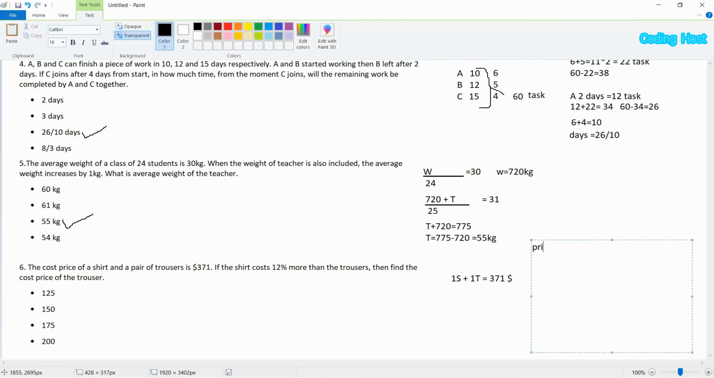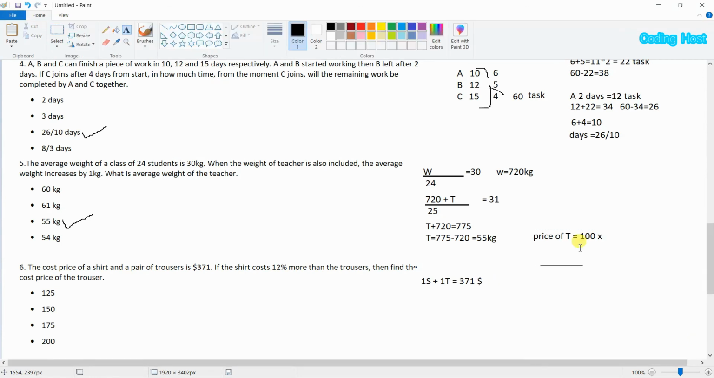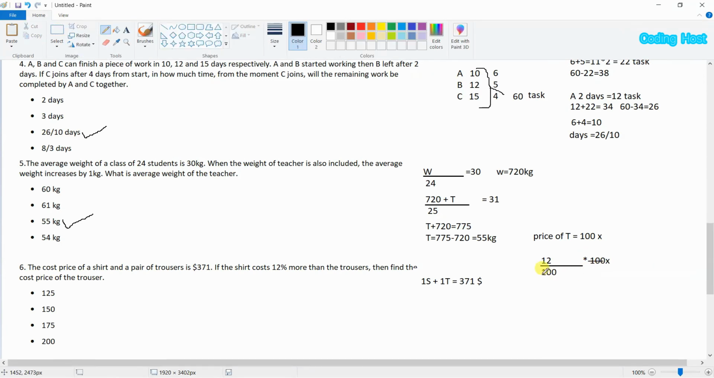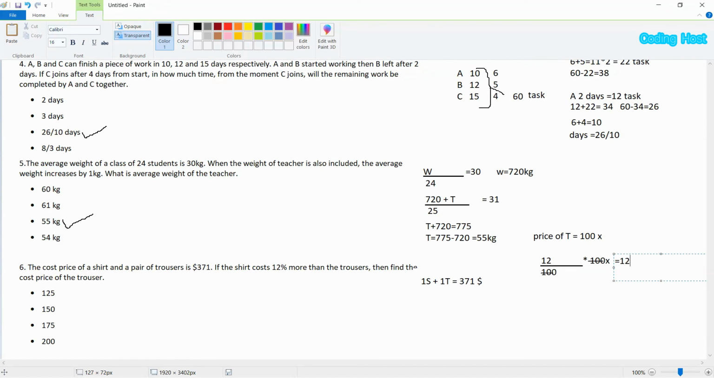So let the price of trouser equal 100x. After that we will find the 12% of 100x. So 12 upon 100 into 100x. 100 is cancelled by this 100 because x is multiplied with 100. So only x will remain here. So 12 into x, we will get 12x. So 12% of 100x is 12x.